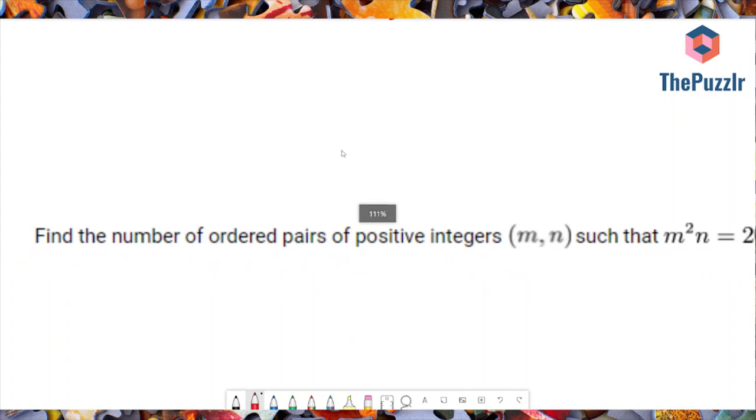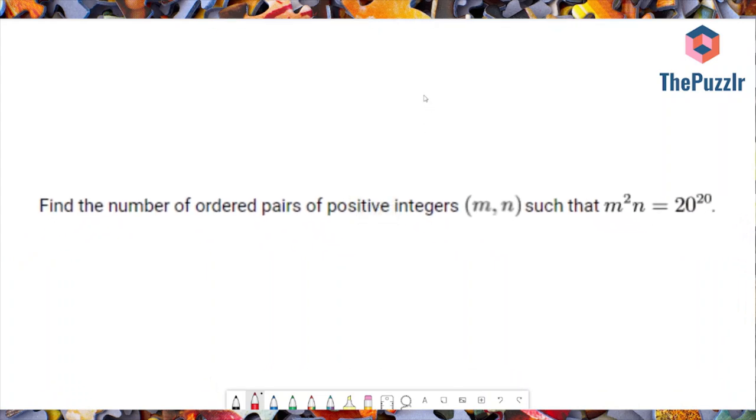Find the number of ordered pairs of positive integers m and n such that m squared n equals 20 to the power of 20. This is a Diophantine equation because we're asked to find the integer solutions. A lot of the time, Diophantine equations are based on number theory instead of algebra, because there's some number logic that you need to apply.